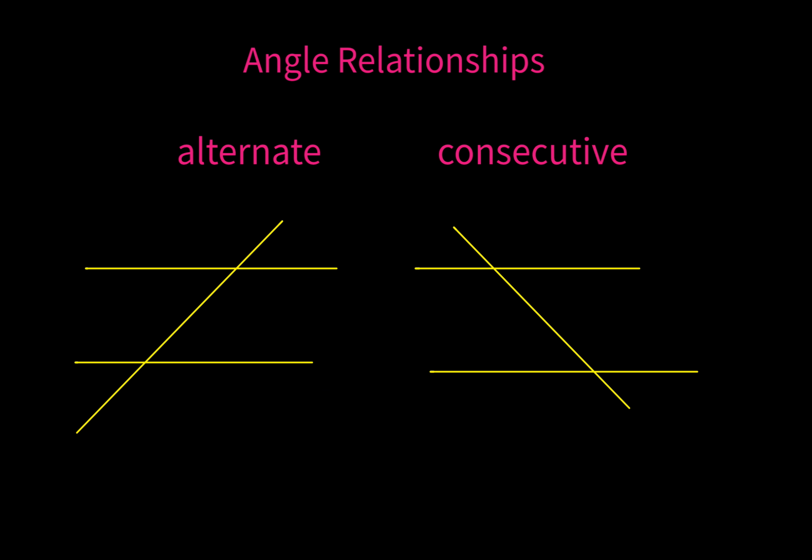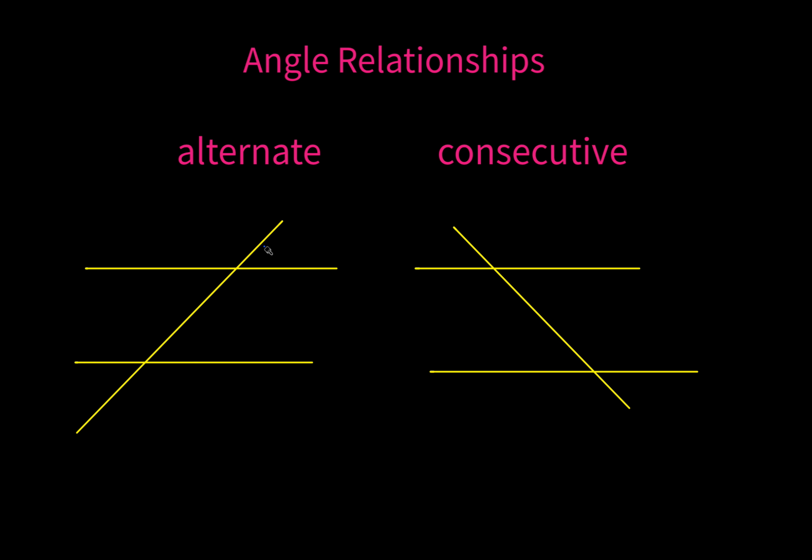Now, we're going to take a look at another subdivision of angle relationships. These are very common when we are given two parallel lines, like you see here, and they're cut by a transversal. When a pair of lines is cut by a transversal, it creates both alternate and consecutive angles. Let's first take a look at some alternate angles.